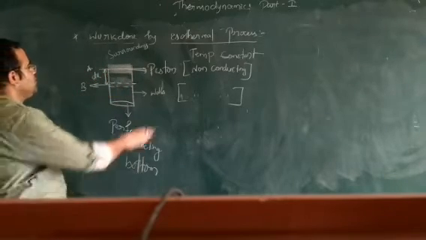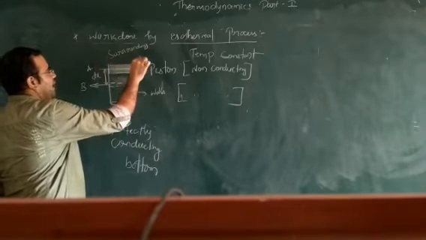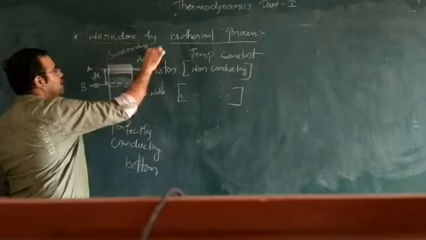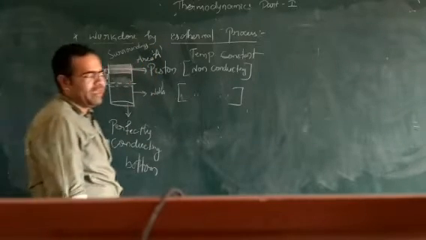Now the piston we observe here has a particular amount of area. That particular area will be given by A here.